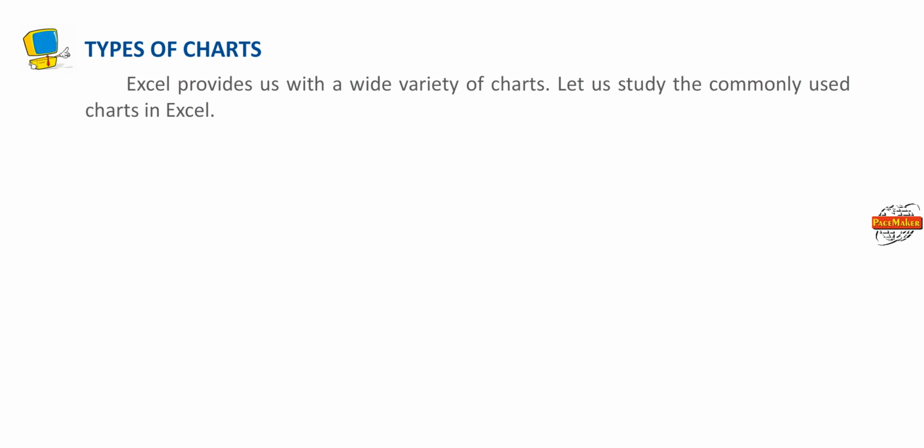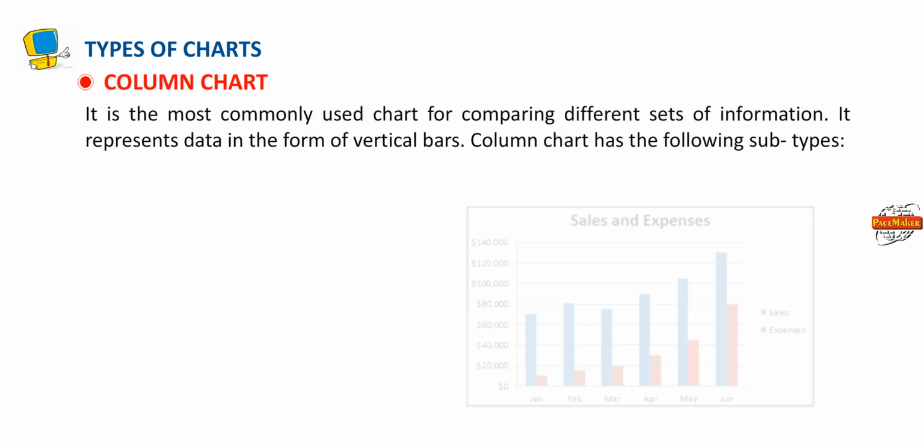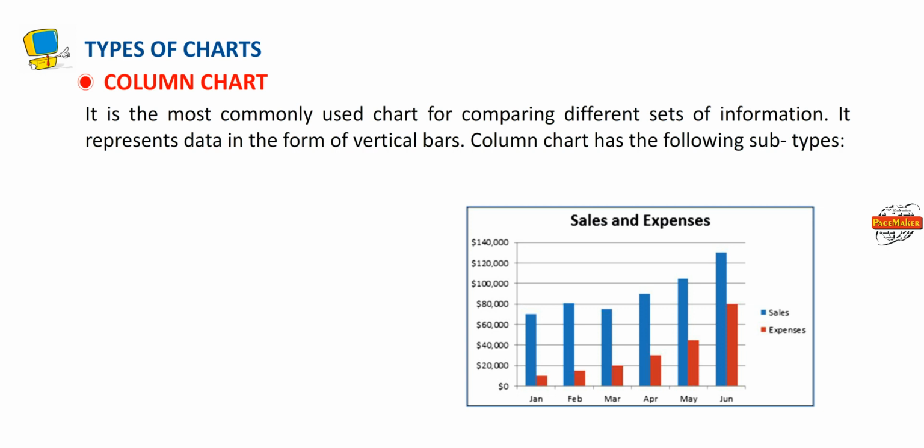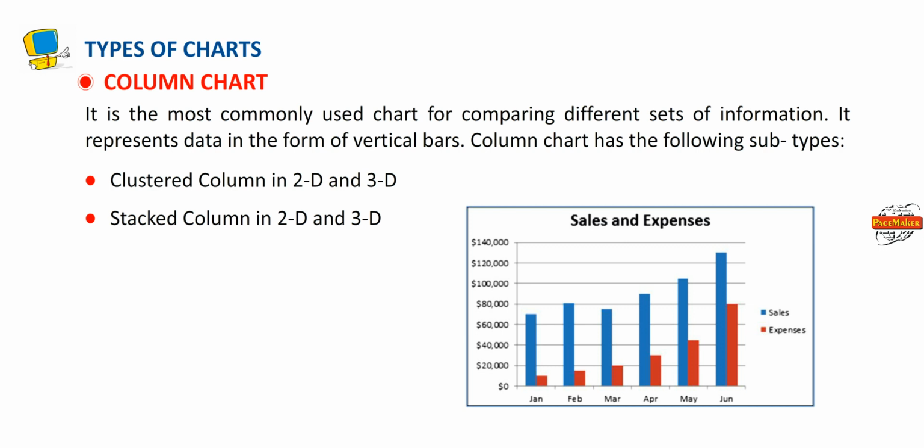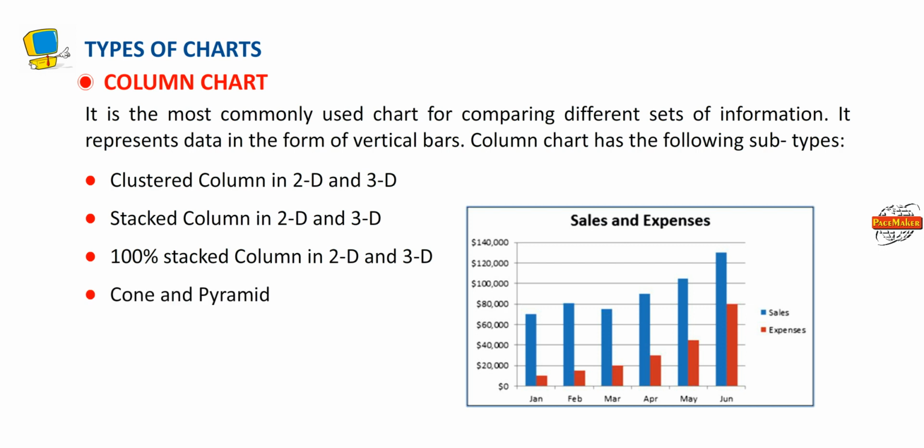Types of charts. Excel provides us with a wide variety of charts. Let us study the commonly used charts in Excel. Column chart. It is the most commonly used chart for comparing different sets of information. It represents data in the form of vertical bars. Column chart has the following subtypes: clustered column in 2D and 3D, stacked column in 2D and 3D, 100% stacked column in 2D and 3D, and cone and pyramid.